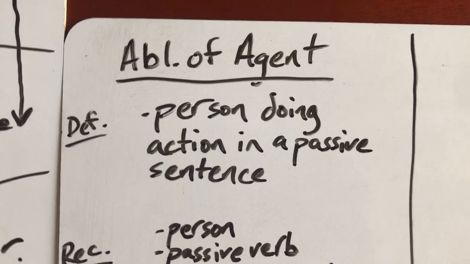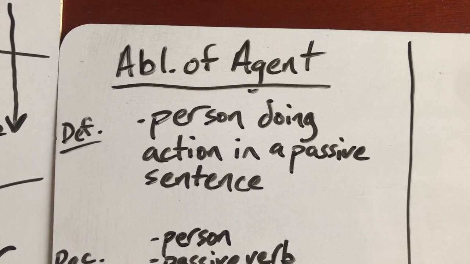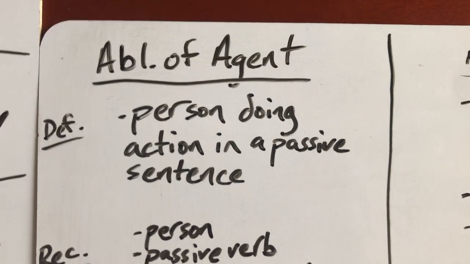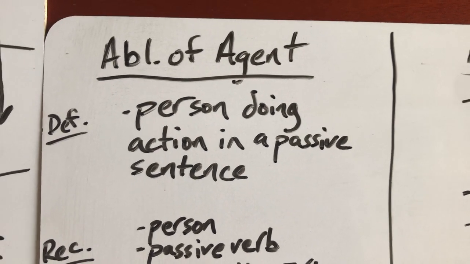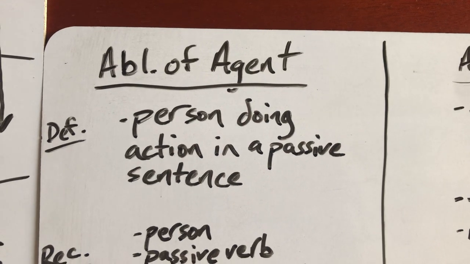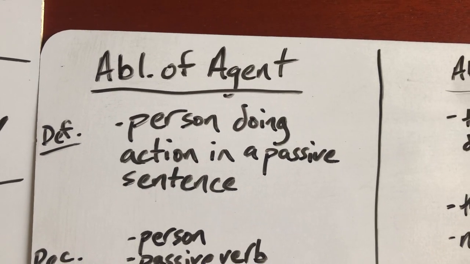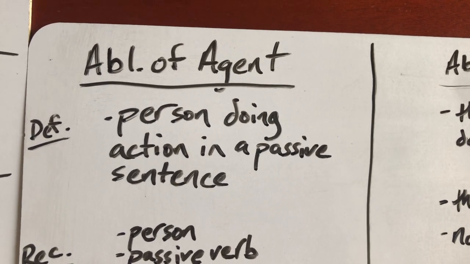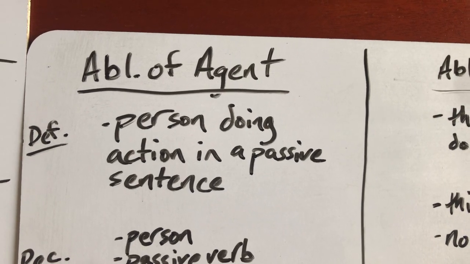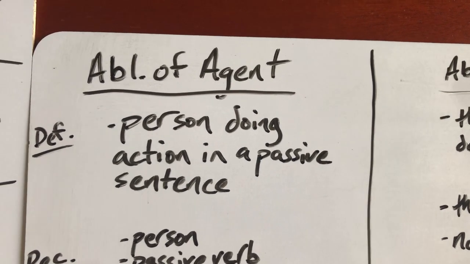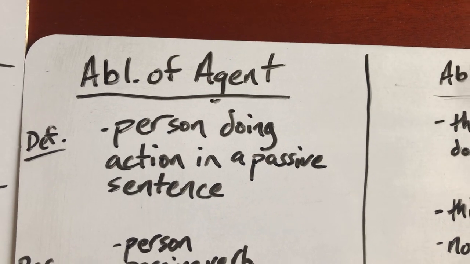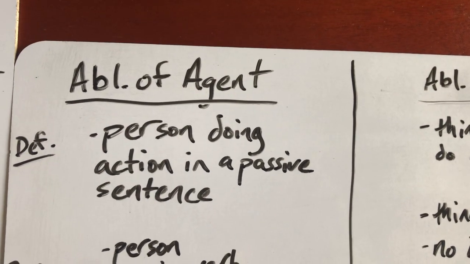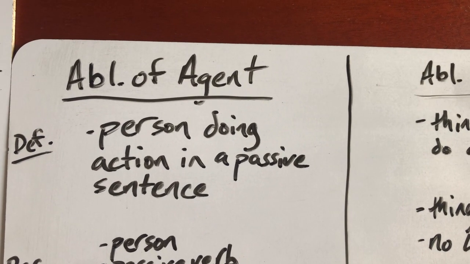Now, the ablative of agent, we said that in the passive voice, your subject is receiving the action, not doing the action. So, if you want to know who is doing the action, you're going to have to use the ablative case. Now, if it's a person, this is important. If it's a person that's doing the action, then you're going to use what's called the ablative of agent. So that's our definition here. The definition for ablative of agent is the person doing an action in a passive sentence or some sort of passive construction. All right? So that is an ablative of agent.